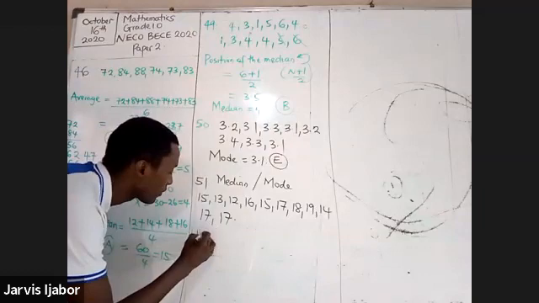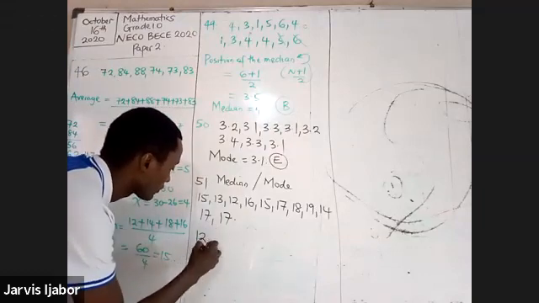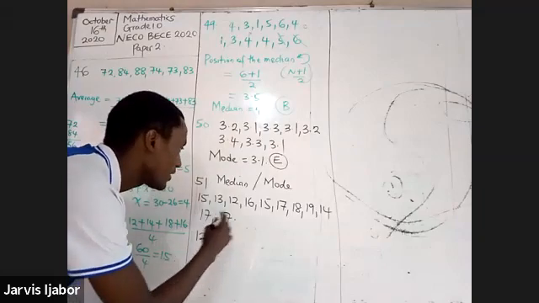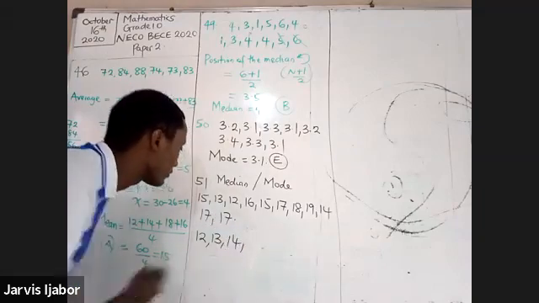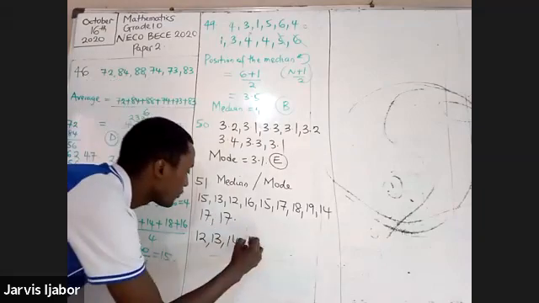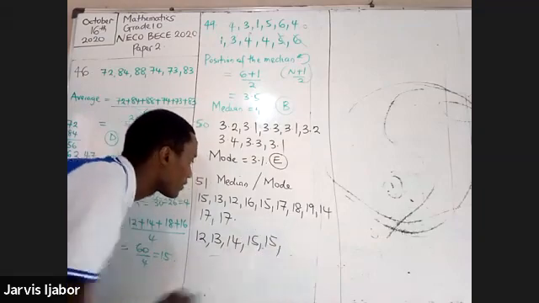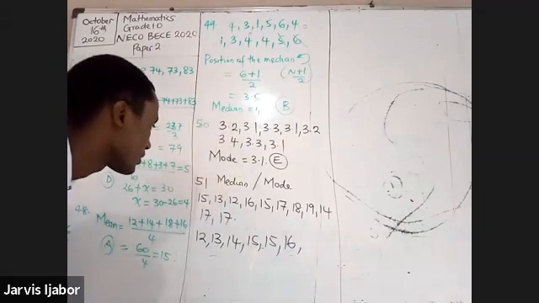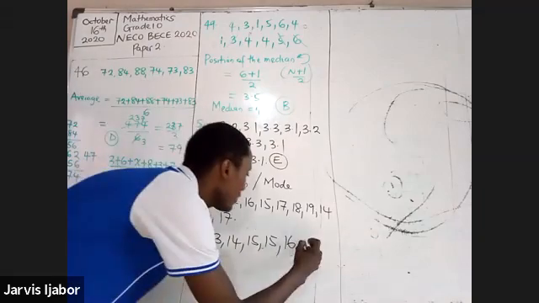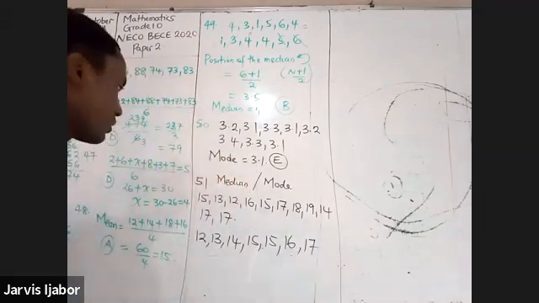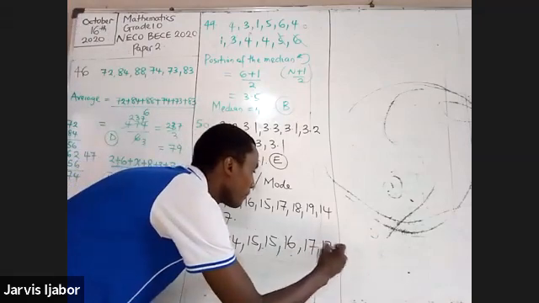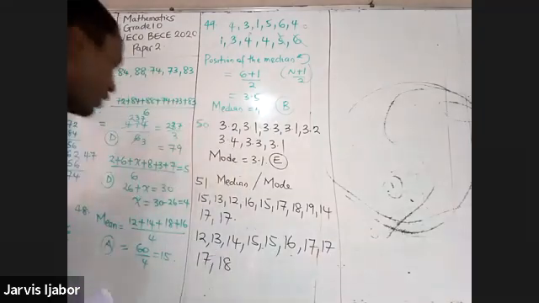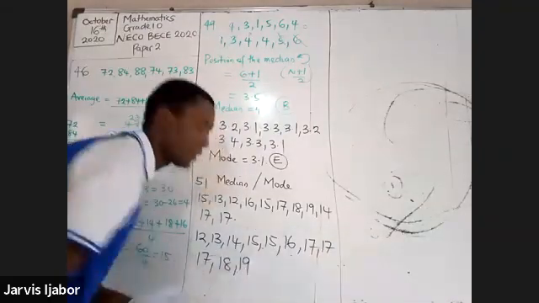You have 12, you have 13, you have 14. Then you have 15, two 15s. Then you have 16. What else? Then you have 17, you have 3 of them. Then you have 18. Then you have 19.